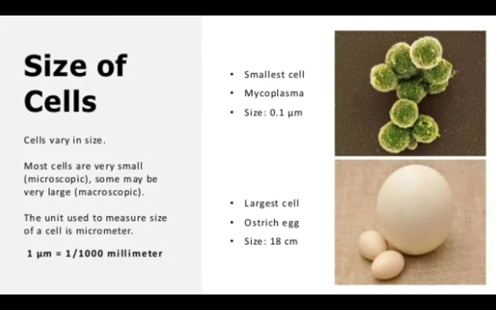Now this, you can see, is the sign of a micrometer. 1 micrometer is equal to 1 by 1000 millimeter. You can understand how small it is. The smallest cell, mycoplasma, is of size 0.1 micrometer. And the largest cell is the ostrich egg. The ostrich egg is also a cell, which is the largest cell, of size 18 centimeters.